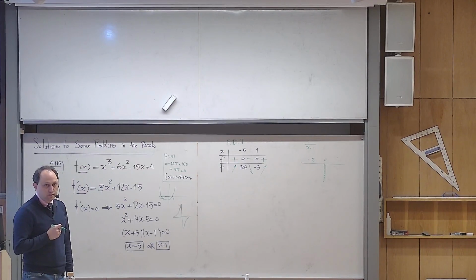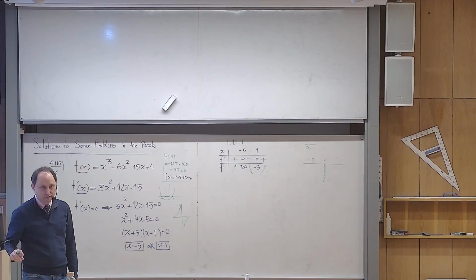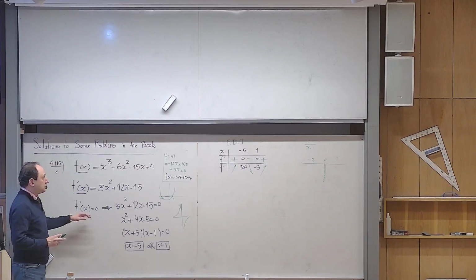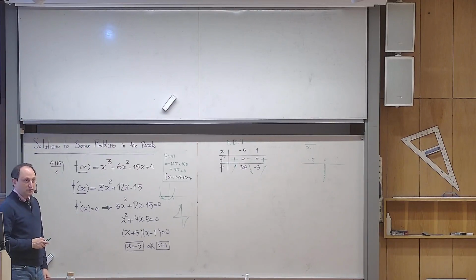Any ideas? Yes? Those 2 points have to be maximum points, so we know that they are maximum points. So how do we know? Because we don't have access to the graph yet. No, but we know from our calculations. No, but how? No, sorry. Yeah, that is not correct.